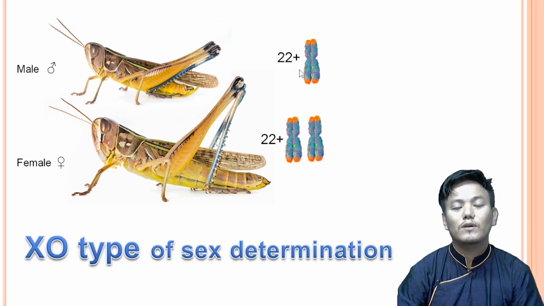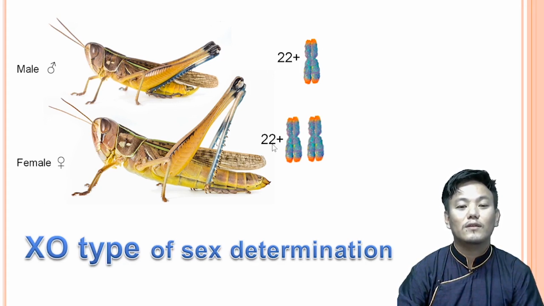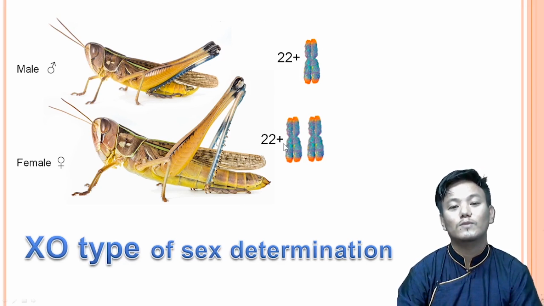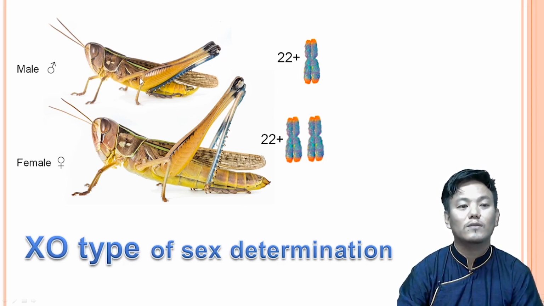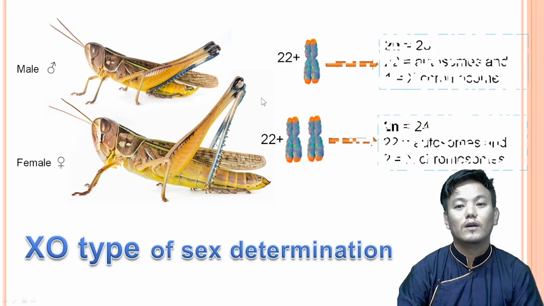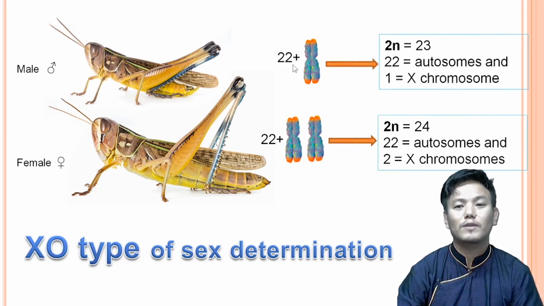The male grasshopper has 22 plus 1 X chromosome, and in females there are 22 chromosomes plus 2 X chromosomes. So these 22 are common in both male and female. However, the male has only 1 X chromosome. In females, there are 2 X chromosomes. So the total number of chromosomes is different in male and female. The total number of chromosomes found in male is 23.